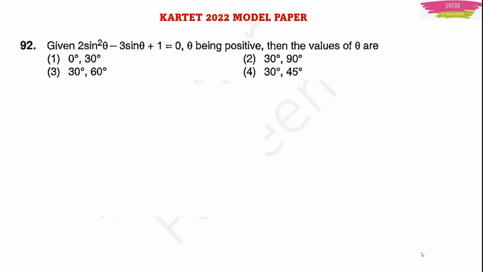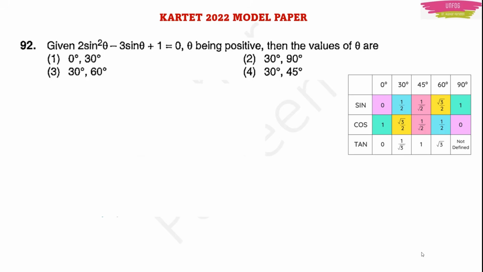Okay. Now, just write down the table because we need the table. We have to find the values, right? We need the table here. Now first take 2 sin²θ − 3 sin θ + 1 = 0. Then split this 3 sin θ. It is minus 3 sin θ. It can be written as minus 2 sin θ minus sin θ. Okay, correct, no? Minus 2 minus 1 will be equal to minus 3. So you can split minus 3 sin θ into minus 2 sin θ minus sin θ.